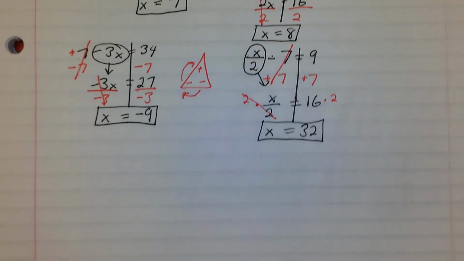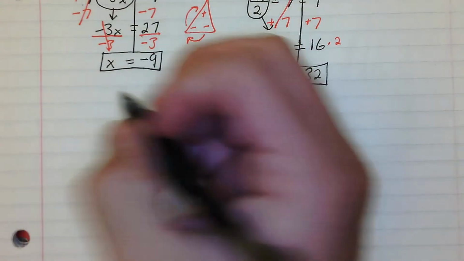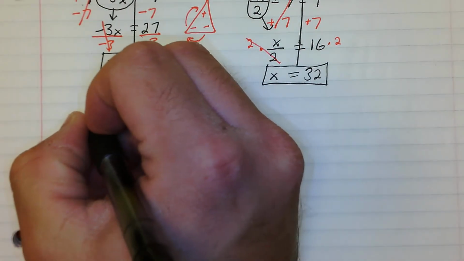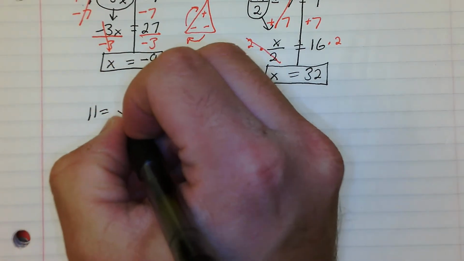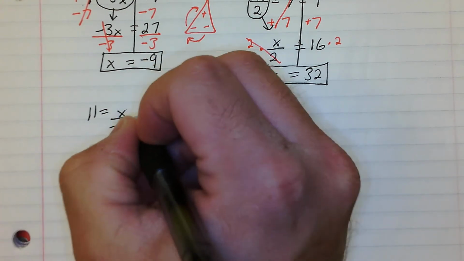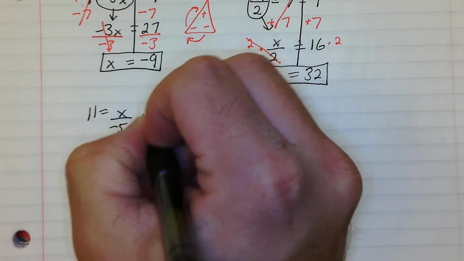So we'll do a couple more and then we'll be done. So next one, 11 equals x divided by negative 5 plus 8.